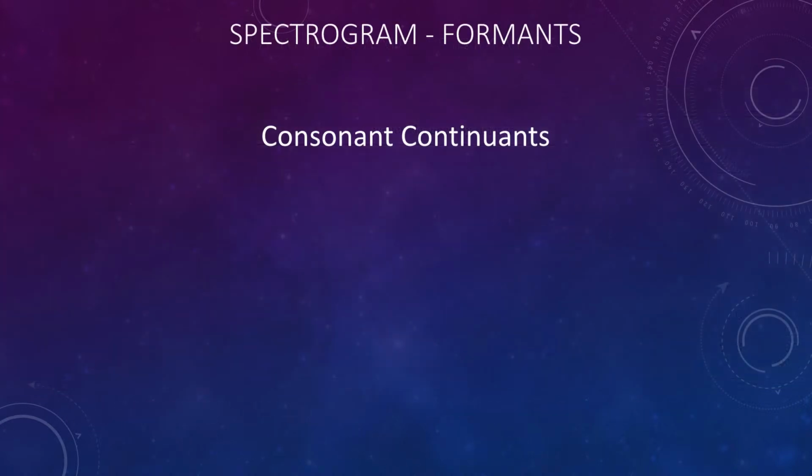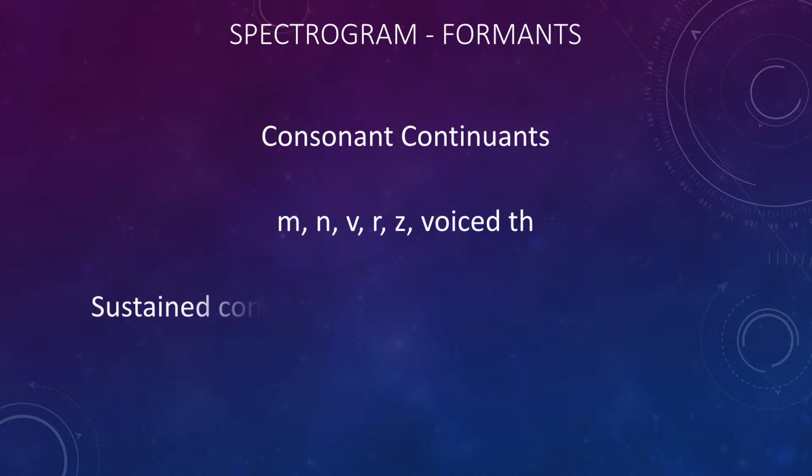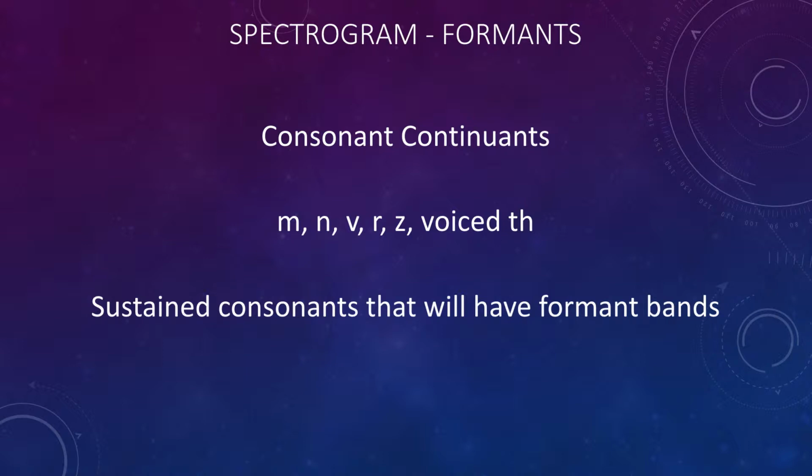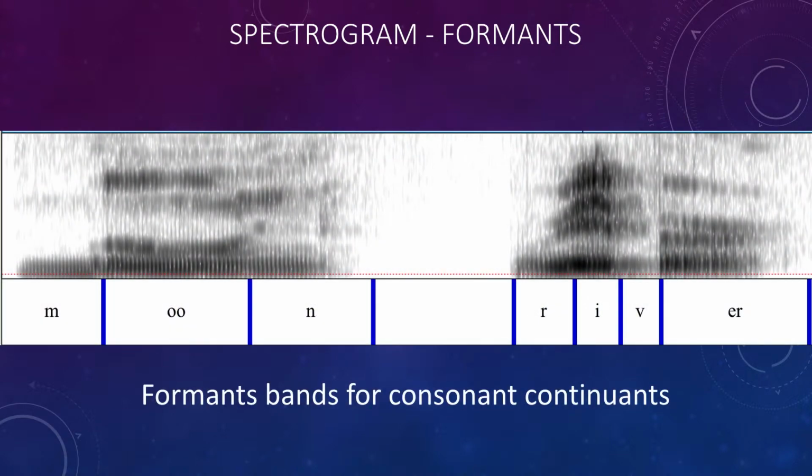There are non-vowel sounds that will display formant bands. They are called consonant continuants. They are m, n, v, z, and l. These are consonants that are relatively sustained. Like vowels, they will have formant bands on a spectrogram. Here's a spectrogram of the words "moon river." Notice the formant bands in the consonants.